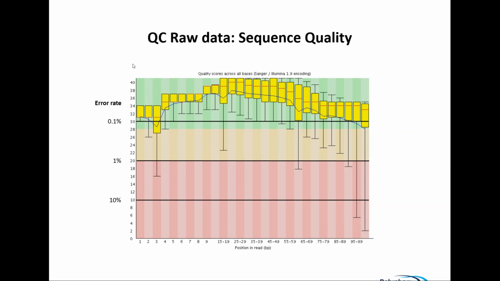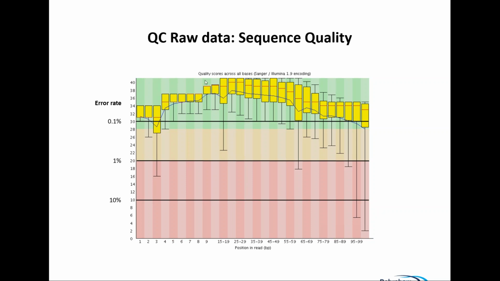And on the y-axis, you see the quality of the base calls in a Phred score. And the Phred score translates into an expected error rate per base call. So 30 would be an error rate of 0.1%, 20 is 1%, 10 is 10% error, and so on. So roughly speaking, you can just look at this.